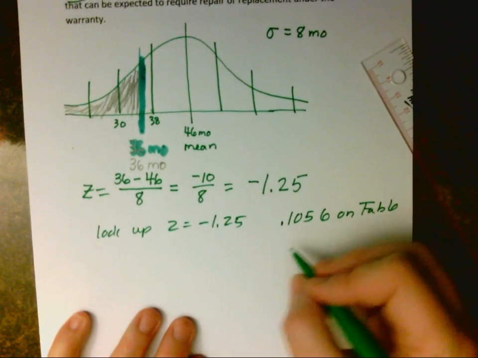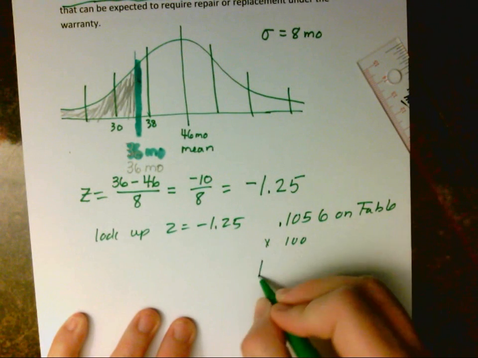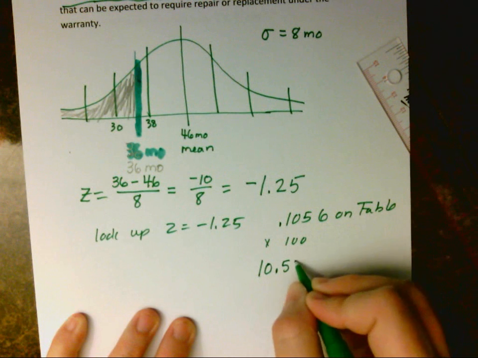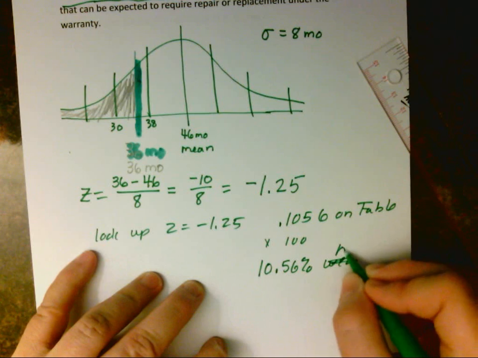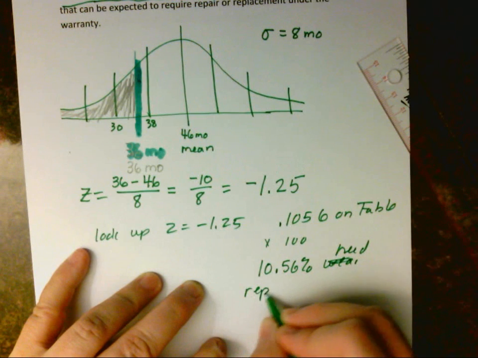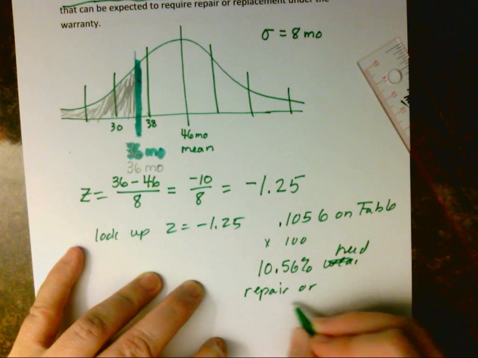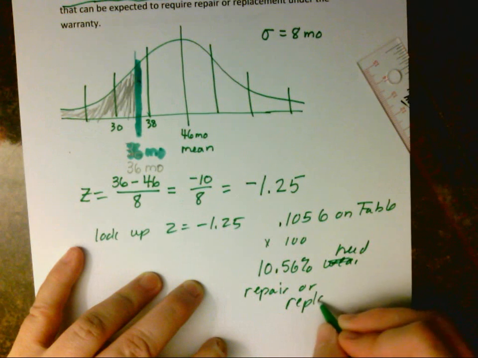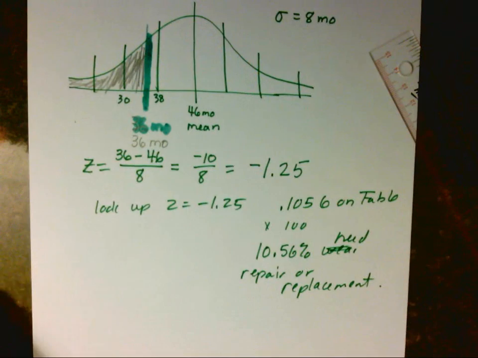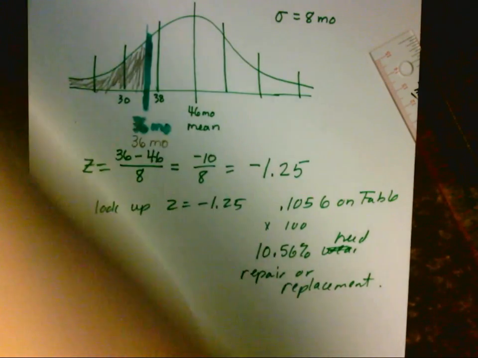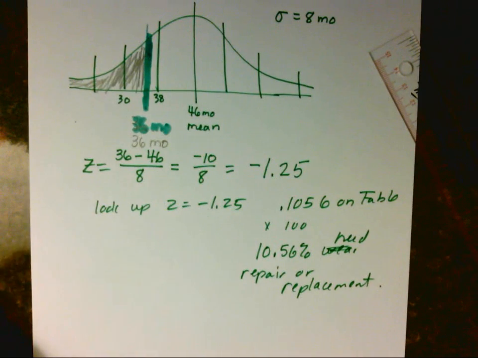That's the percent below it. So we multiply this by 100, and we find out that 10.56% wear out or need repair or replacement under the warranty. And that's what they asked us to figure out. Good. 10.56%.